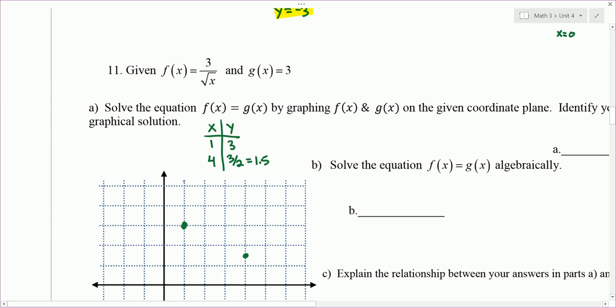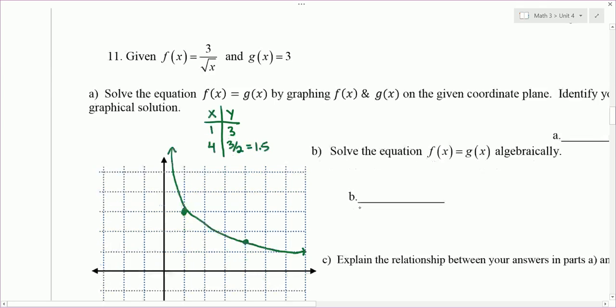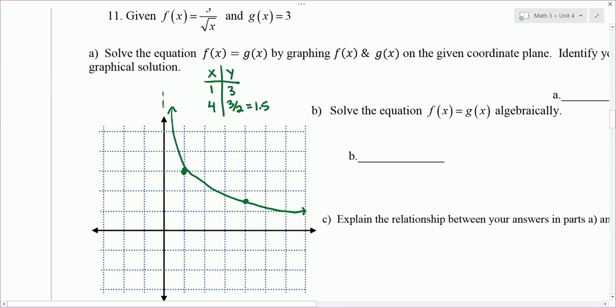My graph is not that big. And so what's going to happen is you're going to have this curve just in quadrant 1 that you'll never pass. We have this vertical asymptote at the y-axis. You also have this horizontal asymptote at the x-axis. So that's f of x.